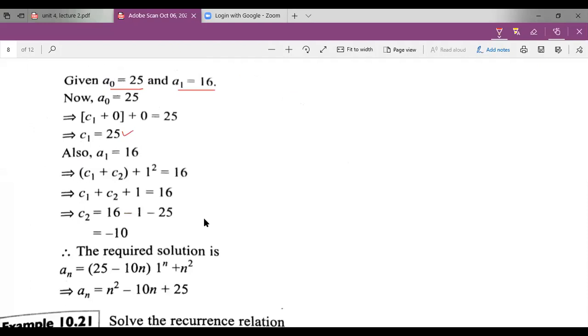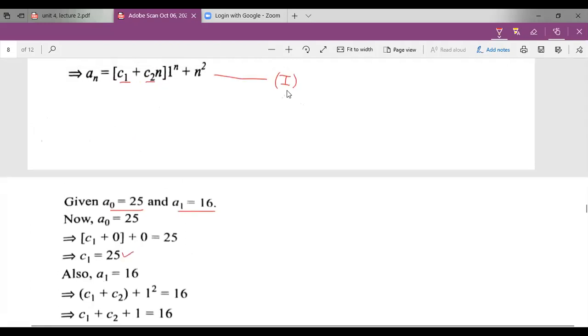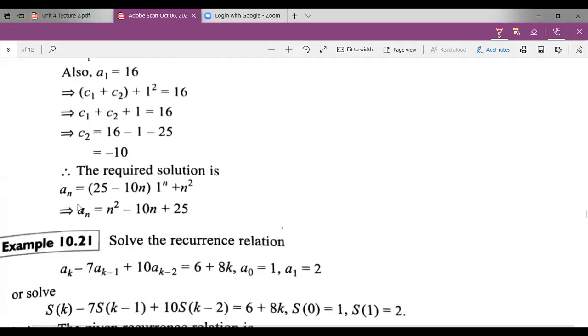So now we substitute C1 and C2 values in the equation, we get the complete solution of the non-homogeneous recurrence relation, that is an is equal to n square minus 10n plus 25. This is the complete required solution of the given non-homogeneous equation. Okay. So in this way, we solve the given non-homogeneous recurrence relation.